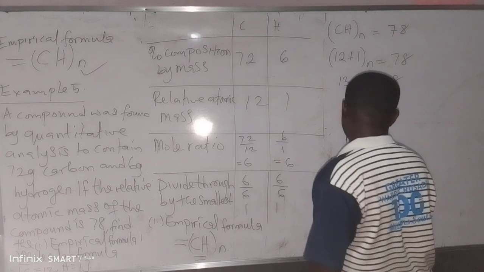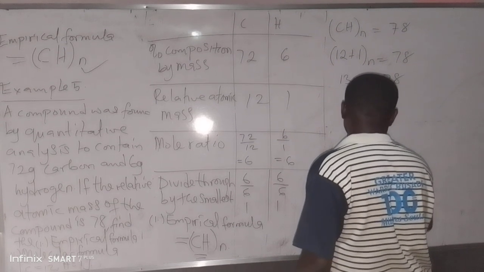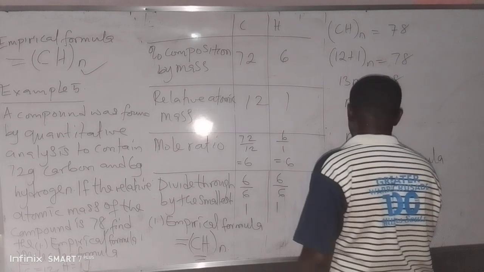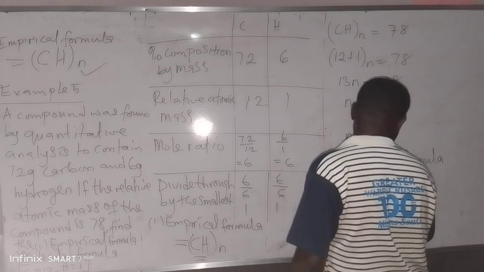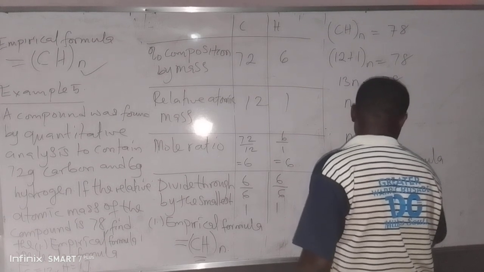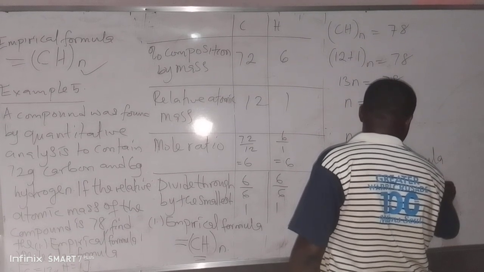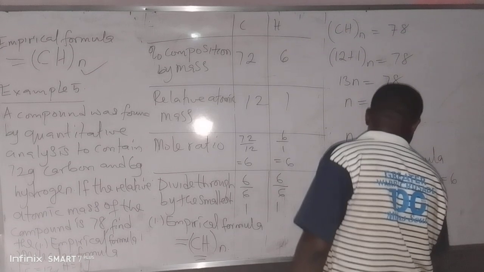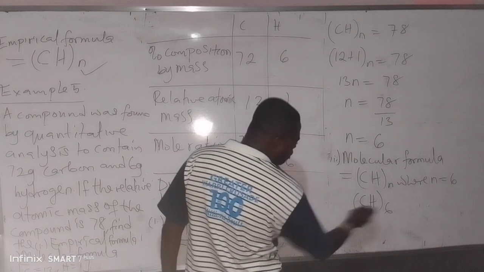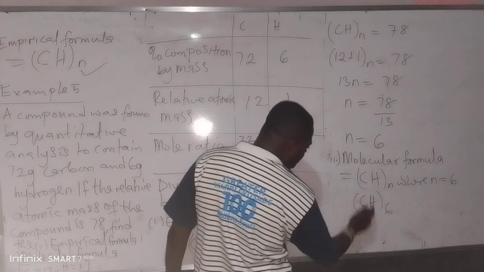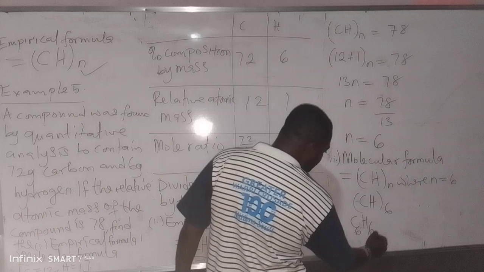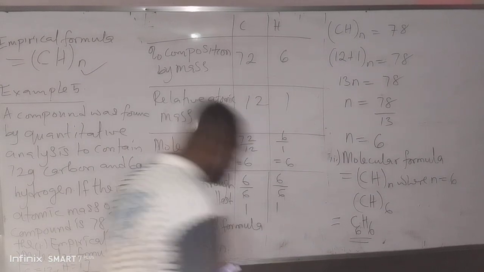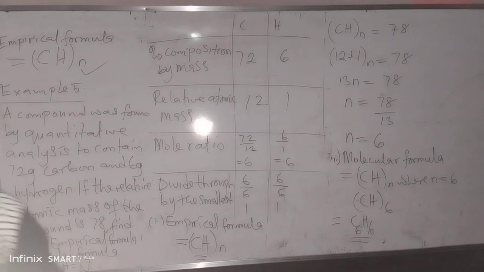So number 2 now, the molecular formula. The molecular formula now will be (CH) n, where n is 6. So we have (CH)6. Open up the bracket, we have C6H6. So that's the molecular formula. Let's look at another example. Example 6 now.